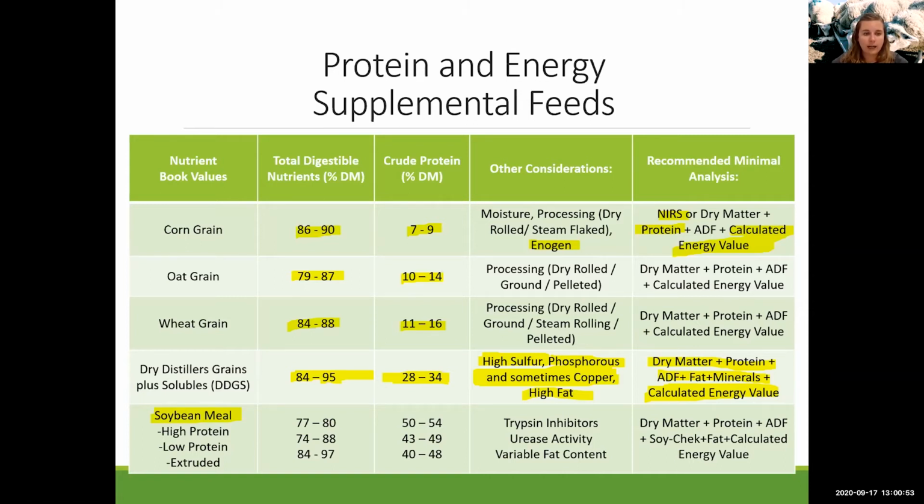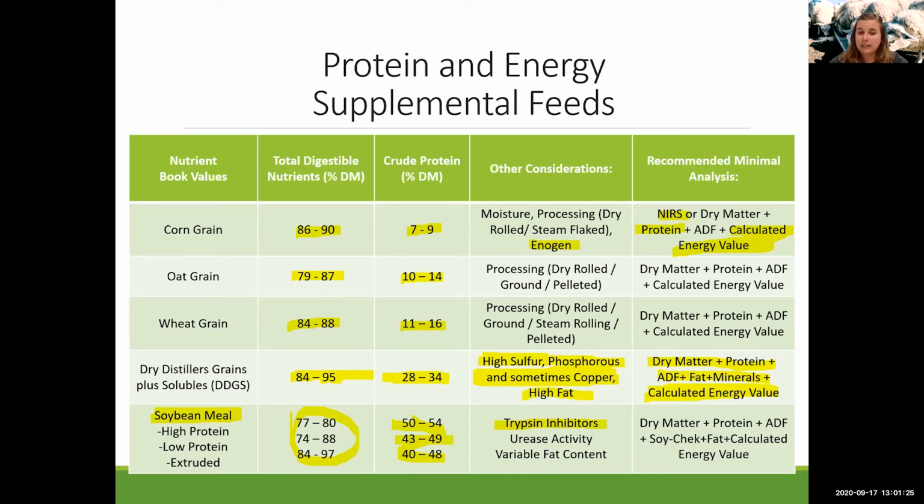So there's 3 different kinds that you could potentially obtain: high protein, low protein, and extruded. Again, all great sources of energy, really good for protein. You really don't have to feed a lot of it, but there are some nutritional factors to consider. Protease inhibitors that get in the rumen and they can inhibit the enzymes that are responsible for breaking down and utilizing that protein. And so it's going to be important to test for that.